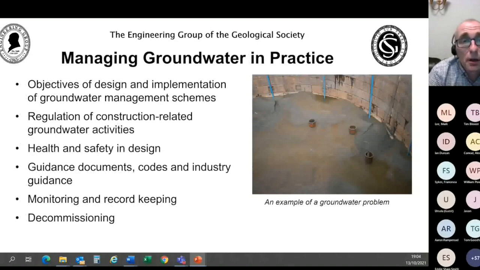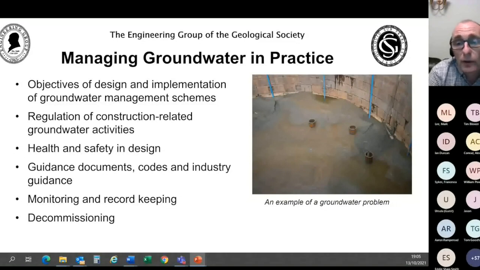This chapter is called Managing Groundwater in Practice, and we're here tonight talking about a book that's been published by the Geological Society. I think this chapter might set a record for the least amount of geology in it in any book chapter, because essentially it's a chapter about the process of managing groundwater. It involves identifying the objectives. It involves knowing that many activities related to groundwater, particularly those in construction, such as construction dewatering, are effectively regulated.